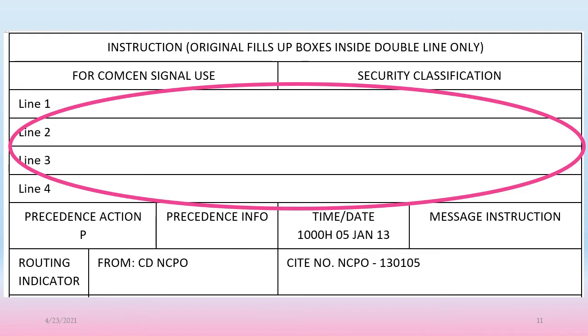Okay? So, and also we have the security classification. So we already discussed that, the top secret, confidential, and restricted. And then meron tayong precedence action and precedence info. So, action ba siya or info? For info or for action? So, in the precedence action, the precedence assigned to all action addresses will be entered in this block.